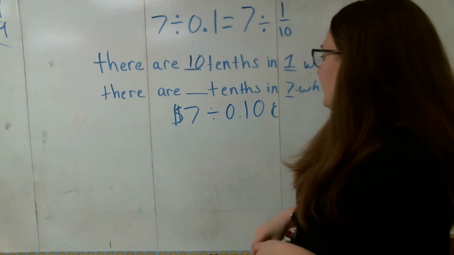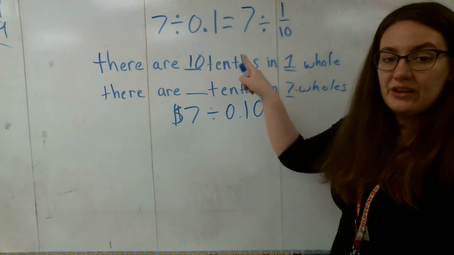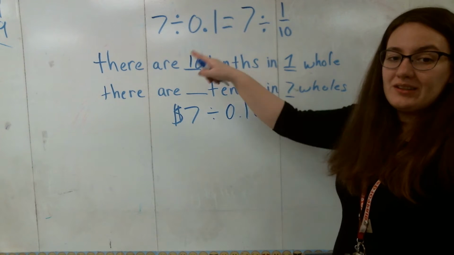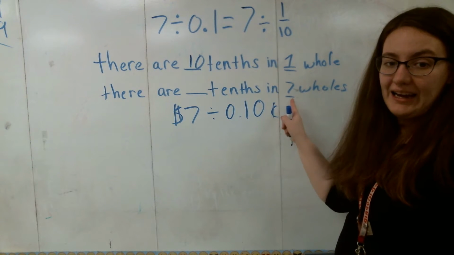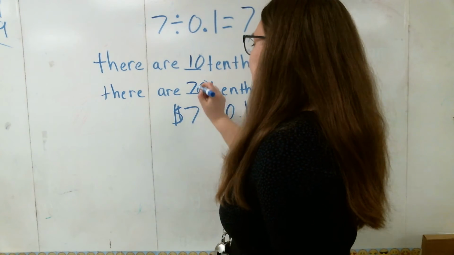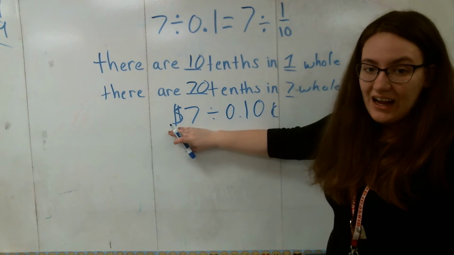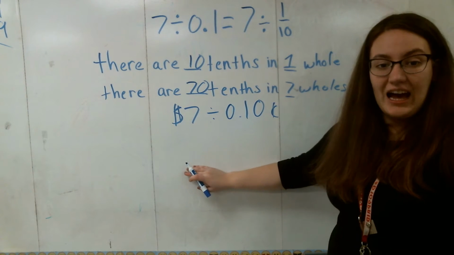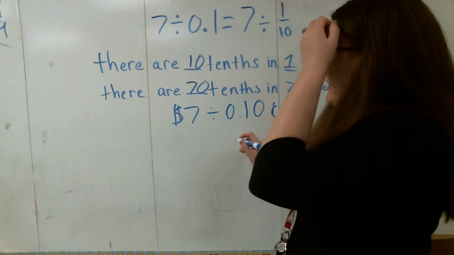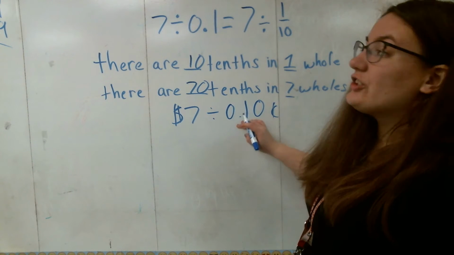So then it asked me, well, how many tenths are there in 7 wholes? So if in one whole there are 10 tenths, then in 7 wholes, I'm basically just multiplying that number by 10. So I'm taking this 7, I'm multiplying it by 10, and I'm going to get 70 tenths. And that would make sense because if I were to have $7 and I were to switch it all into dimes, I would have 70 dimes in my money, and that would give me 70 tenths. So the answer for this one would just be 70.